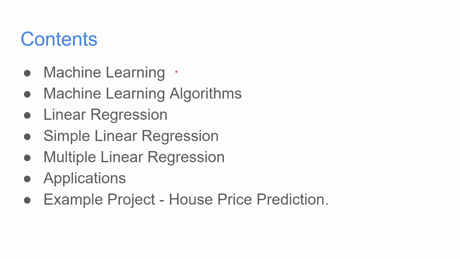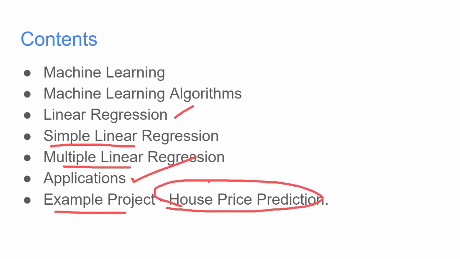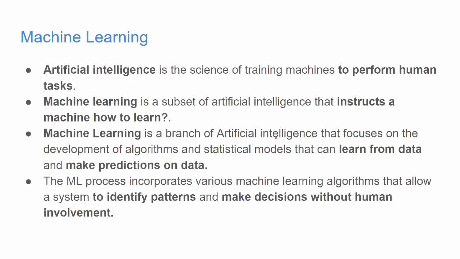First, we will see what is machine learning and machine learning algorithms. After this, we will see about linear regressions and what are the types of linear regressions, like simple linear regression and multiple linear regression. Then we will see applications of linear regressions. And finally, we are going to see an example project of house price prediction. I will explain this in Jupyter Notebook. So these are the contents we are going to see today.